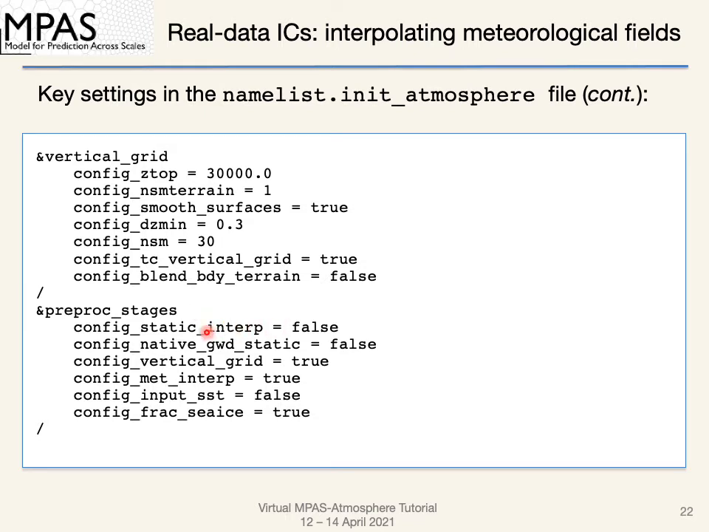And now we need to set static interp to false because we've already done that processing. And we need to set GWD static to false. Again, we've already done that processing. Instead, what we want to do is to use the terrain field that was provided by our static file, plus all of these vertical grid settings to generate a vertical grid. And secondly, we also want to interpolate meteorological fields from this intermediate file. And then typically we also set frac sea ice to true as well when we produce initial conditions.